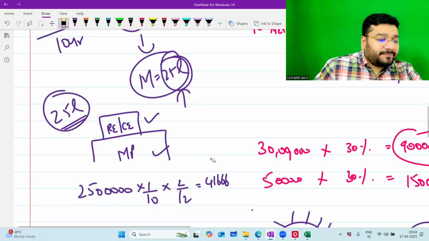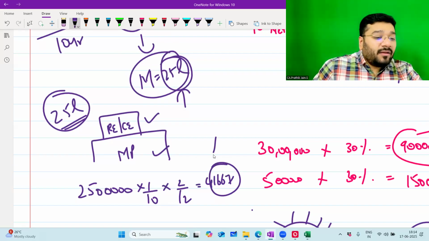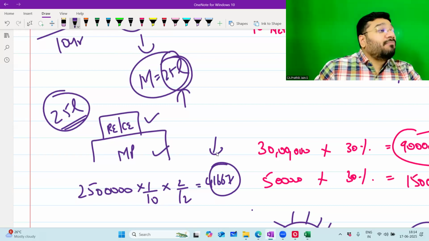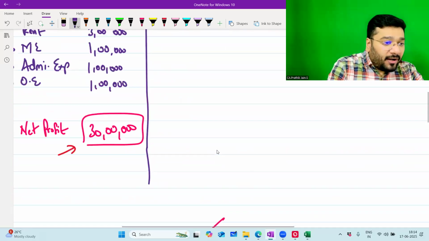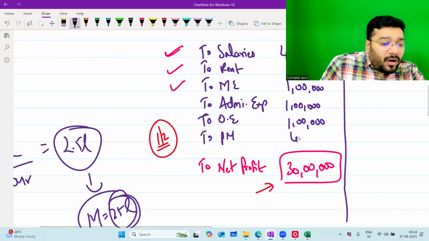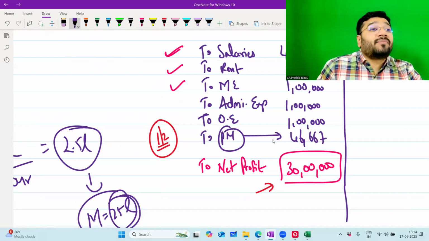41,667. Is it right? 41,667 is only allowed to be claimed by you as machinery cost. So here, plant and machinery. How much will I record? 46,667. What is this? This is the proportionate cost of plant and machinery.